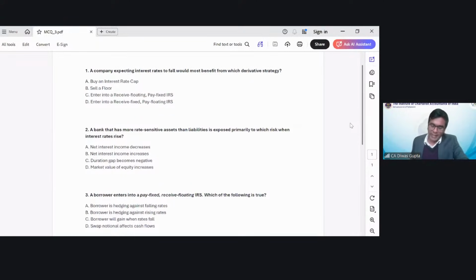Second, a bank that has more rate sensitive assets than liabilities is exposed primarily to which risk when the interest rate increases?